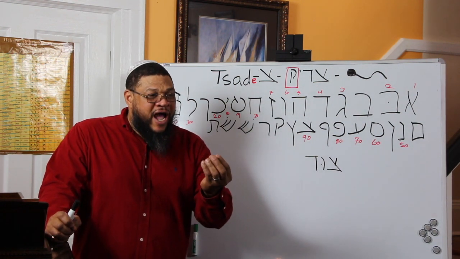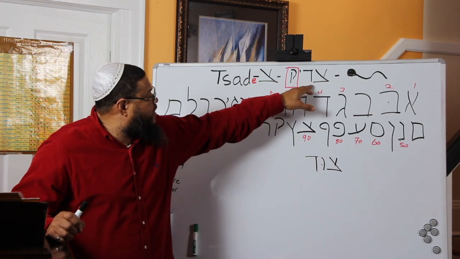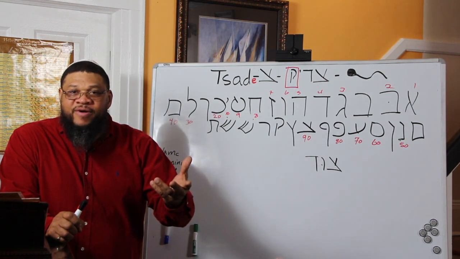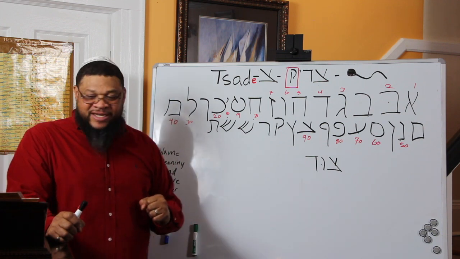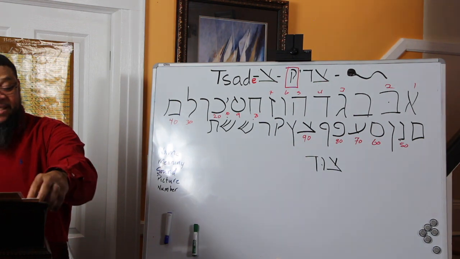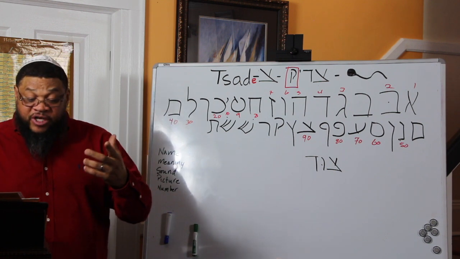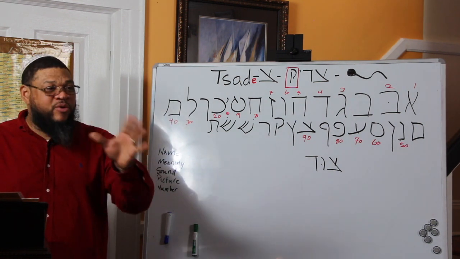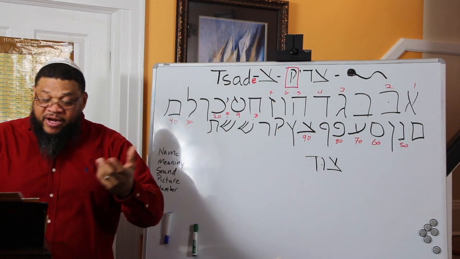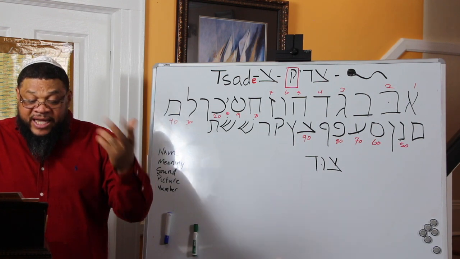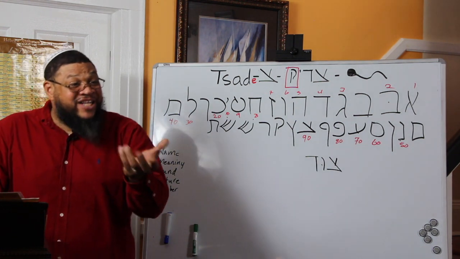It's also known as a letter that is bent over. The meaning of this letter is, who can tell me? What is Tsade? Righteous. That's right. Righteous. And that word in itself is a very beautiful word, because you have a lot of words that come from this word, and every word that has this root has a similar meaning, like Tsade, which is a righteous one, a righteous person. You get Tsedaka, which is righteousness.